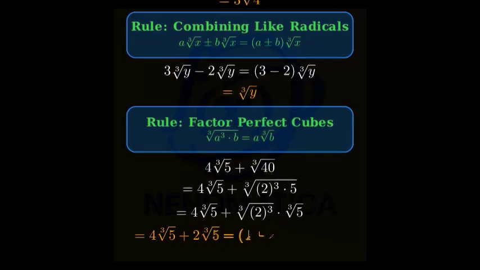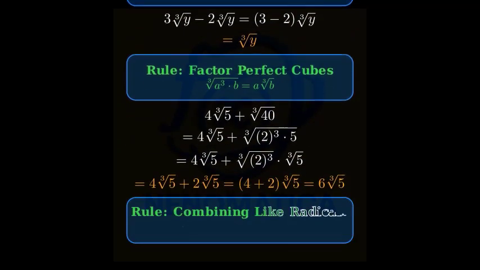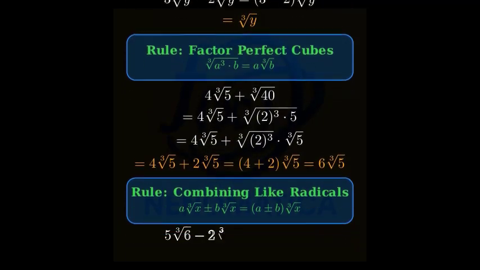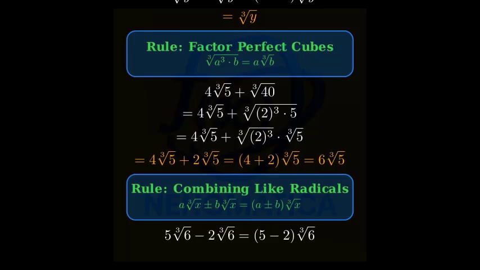Rule box: combining like radicals. Step 4. Simplify radicals. Simplify 5 cube root of 6 minus 2 cube root of 6. Combine the coefficients to get 3 cube root of 6.